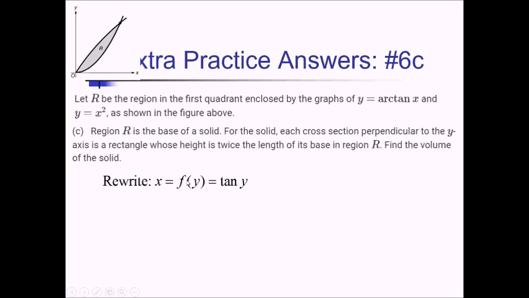And so now I can just refer to this as f of y. And then let's see, this other one, y equals x squared. I'm going to rewrite this as x equals g of y equals the square root of y. So basically just solving for x on both of those.